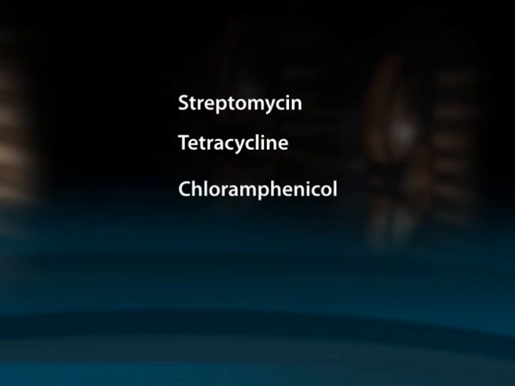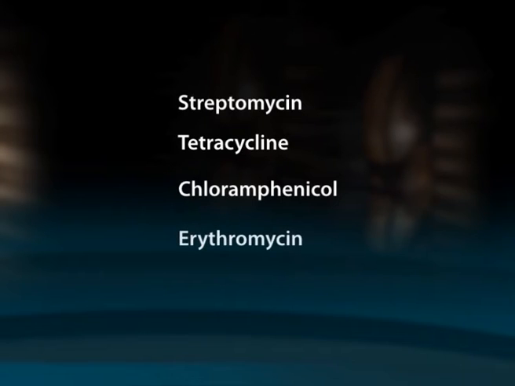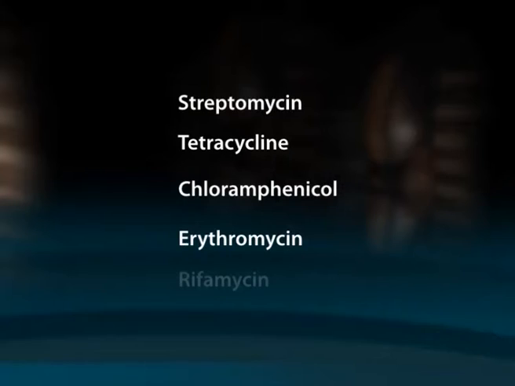C. Chloramphenicol. It binds to the 50S ribosomal subunit and blocks the peptidyl transferase reaction. D. Erythromycin. It is an antibacterial drug that inhibits the translocation reaction by binding to the 50S ribosomal subunit. E. Rifamycin. It blocks initiation of transcription by binding to RNA polymerase, which prevents RNA synthesis.